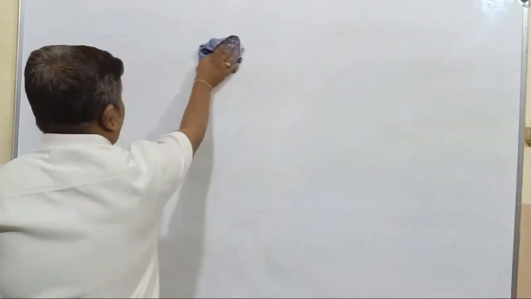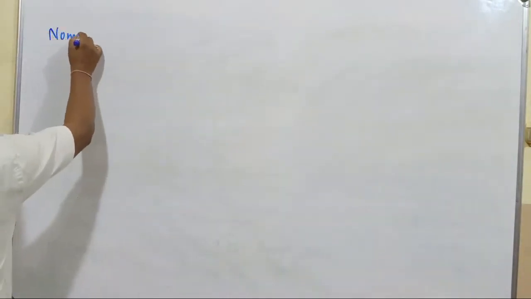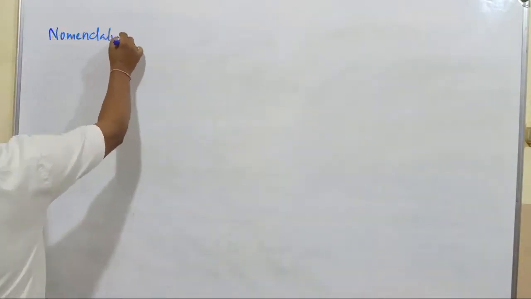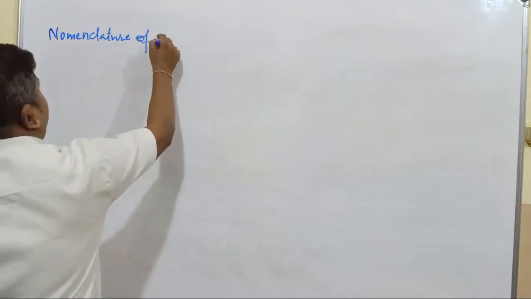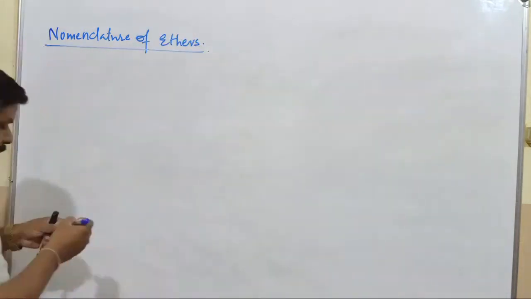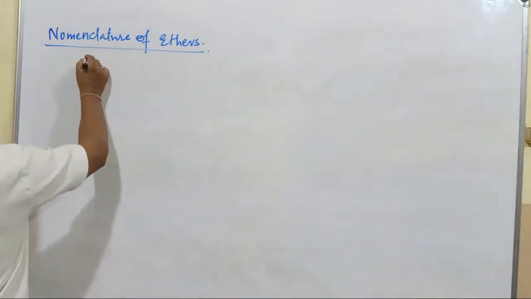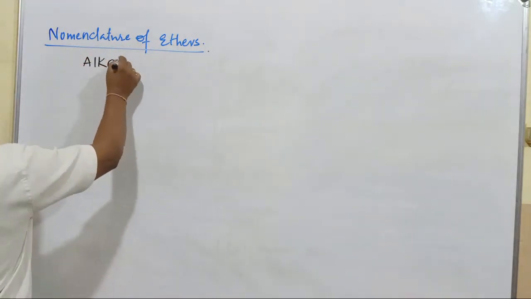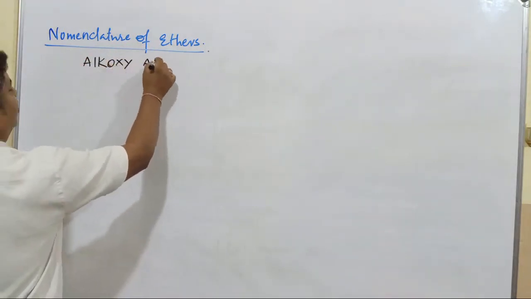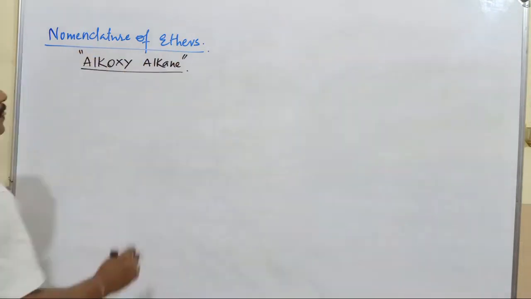After the introduction as well as types of ethers, next one is nomenclature of ethers. How to write the IUPAC name of ether compounds. Nomenclature of ethers. Already I have mentioned very clearly. These ethers are commonly known as alkoxy alkane.